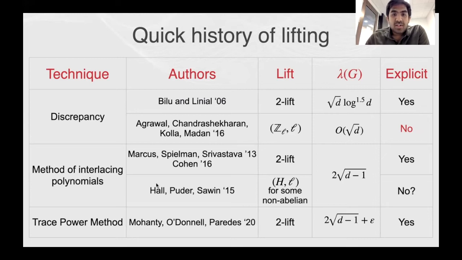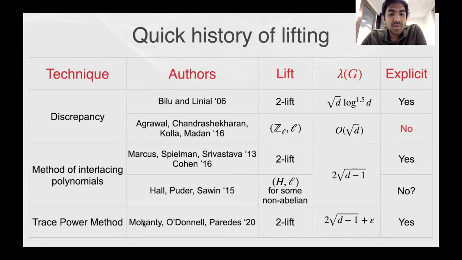On the other hand, Marcus, Spielman, and Srivastava came up with the breakthrough work, which introduced the technique of interlacing polynomials, and they exhibited the existence of a two lift which preserves the Ramanujan property. Right, so there's no loss here, so you get the optimum expanders.